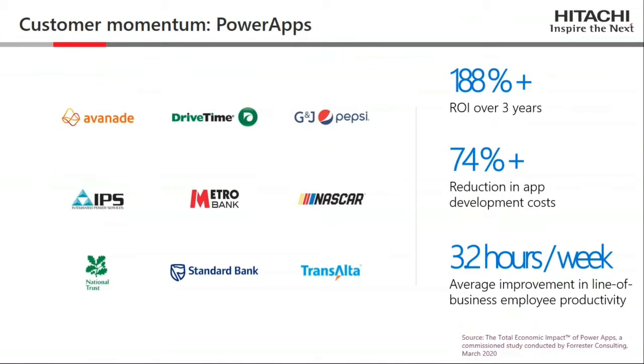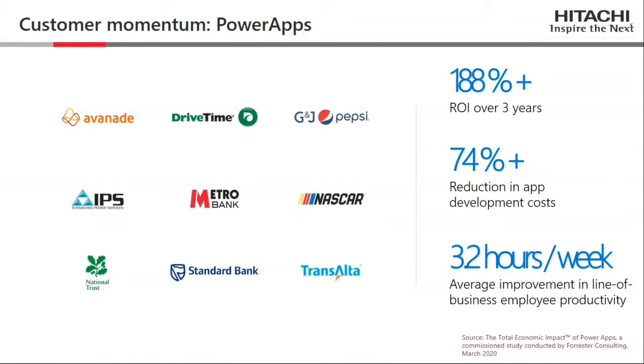Here are a few of the popular brands that are using Power Apps, and according to the Total Economic Impact of Power Apps, a commissioned study conducted by Forrester Consulting as of March 2020, there's over 188% ROI that they are getting over 3 years. There's over 74% reduction in application development costs. And what's even more attractive here is that there's about a 3.2-hour average improvement in line of business employee productivity.